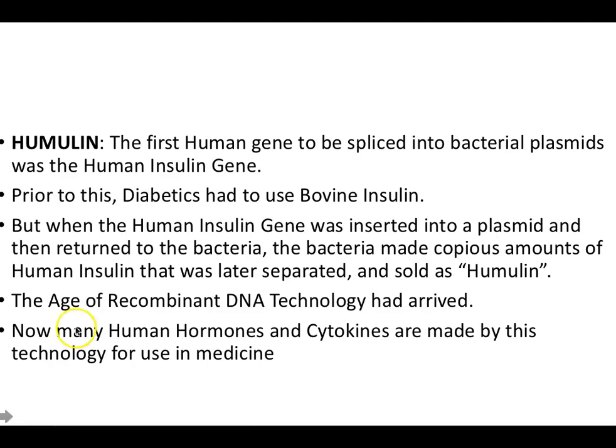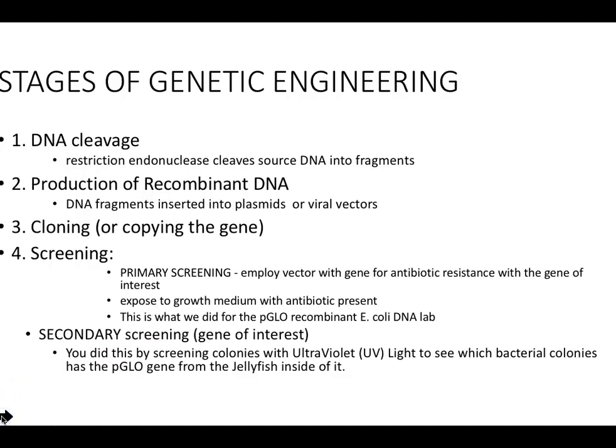All right, this just goes into Humulin. I might just add a 2-point question on that. This could be a matching. The stages of genetic engineering has 4 stages. Know them, know what happens, and then match them up. A could be DNA cleavage, B could be production of recombinant DNA, C could be cloning, D could be screening. The screening could have primary, E, and F could be secondary. So the matching, what is the function, what's going on?